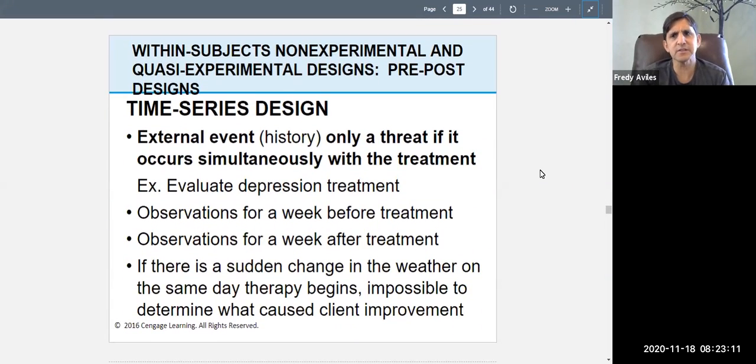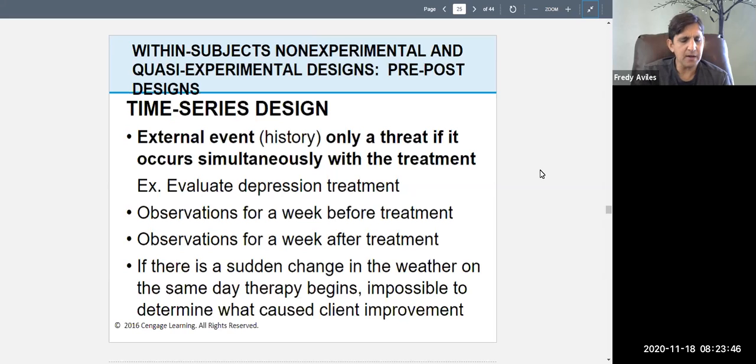More about the time series design. The external event, which is a type of history event, right, a type of history event or a potential confound, is only a threat if it occurs simultaneously with the treatment. If there's something else that happens, okay, it's only a confound, it's only a threat to cause and effect, to internal validity, if it happens at the same time that the treatment happens. So an example here, you can evaluate depression.